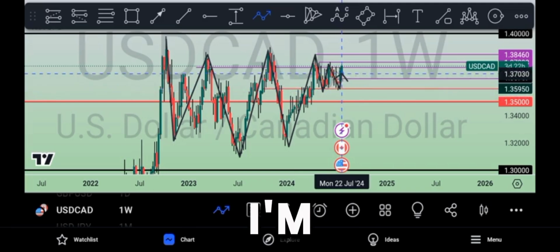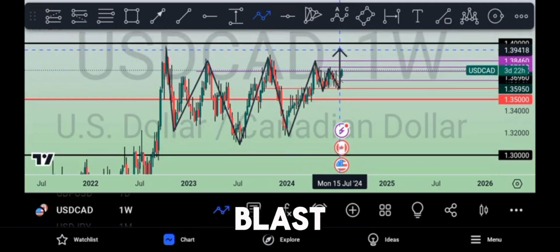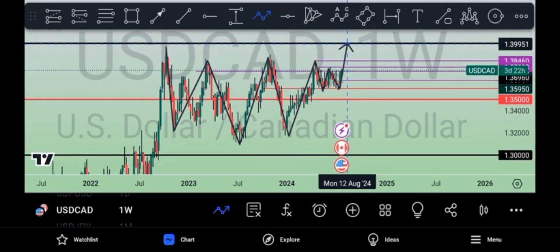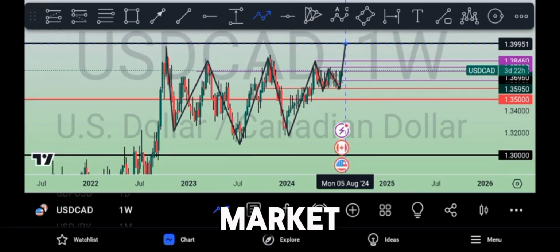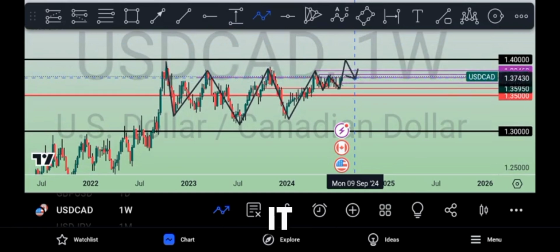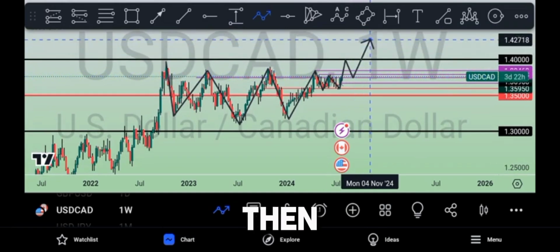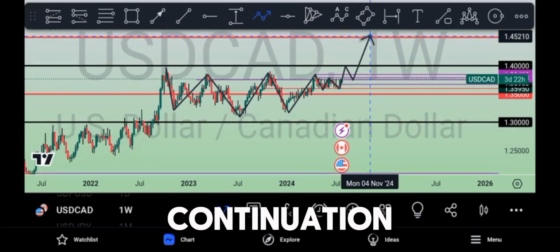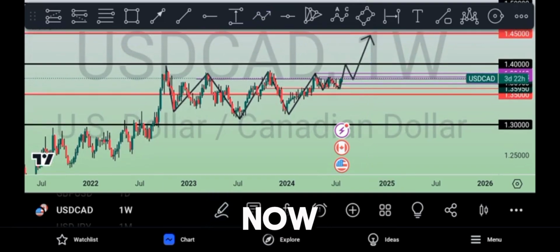Basically, I'm expecting a blast to 1.4. Now if the market should blast to 1.4, we should expect a pullback into this level, obviously, and then a continuation all the way up.